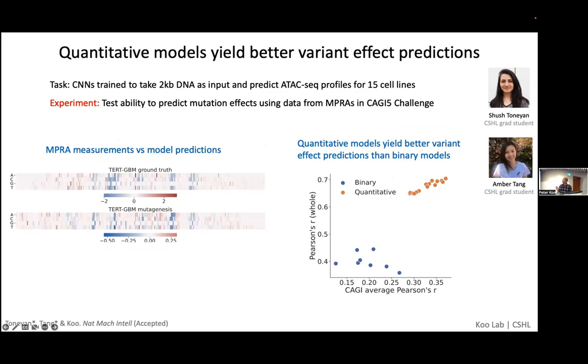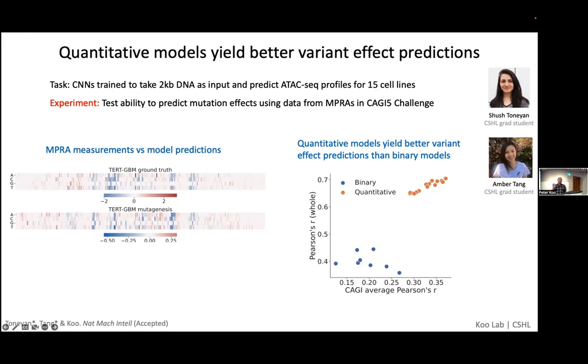Now, just to give you one slice of their exhaustive study, I'll give you a quick little background. Here, they trained a whole bunch of neural network models to take in 2 kb of DNA sequences and predict 15 ATAC-seq profiles across 15 cell lines. We trained a whole bunch of different models, binary and quantitative regressions, and we evaluated their prediction performance on a held-out chromosome, represented by this Pearson's R, which is for the held-out whole chromosome.